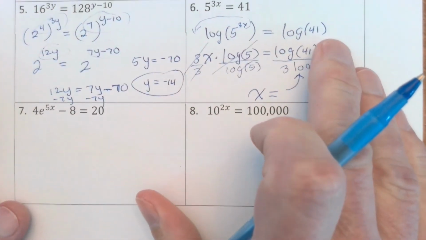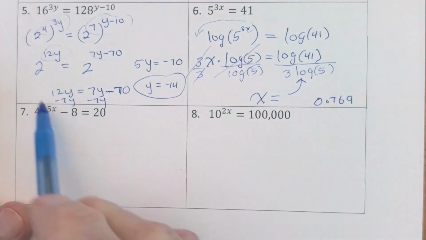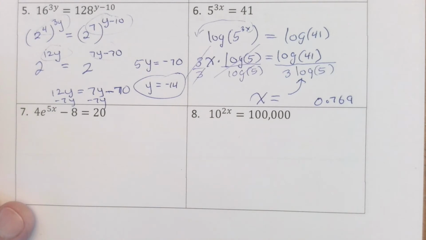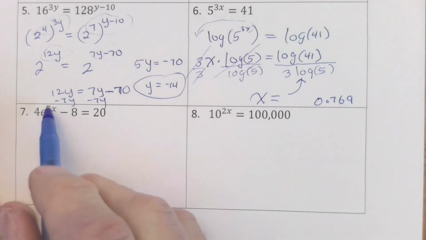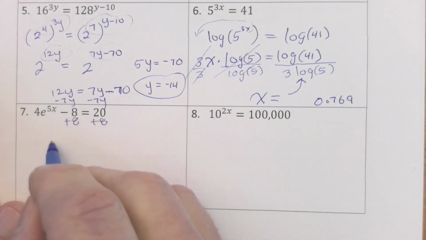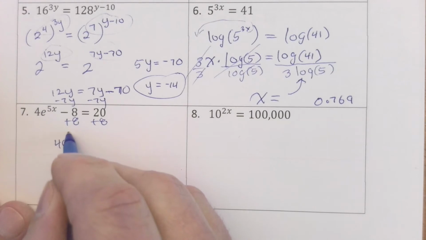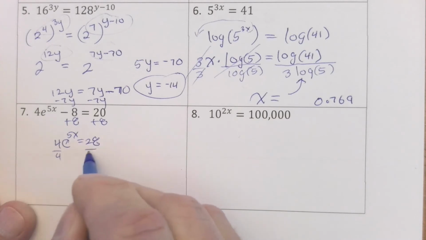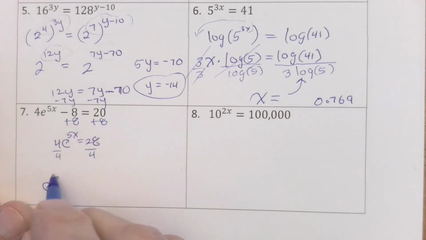Okay, so here's a problem where you have to solve for x up in the exponent of a power that's based on e, a natural exponential. Start by trying to isolate e to the 5x. So we're going to add 8 to both sides. We have 4e to the 5x equals 28. Divide both sides by 4. And now you have e to the 5x equals 7.